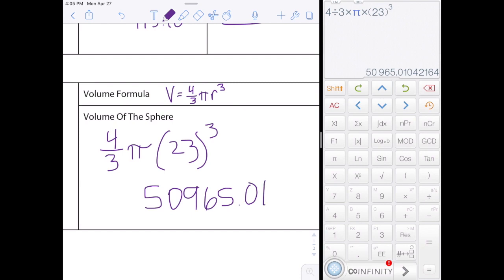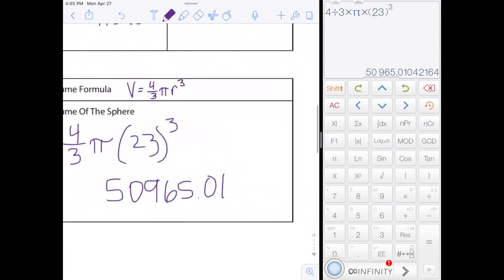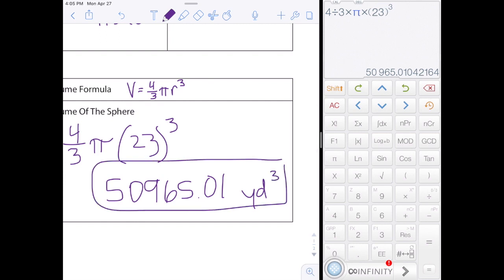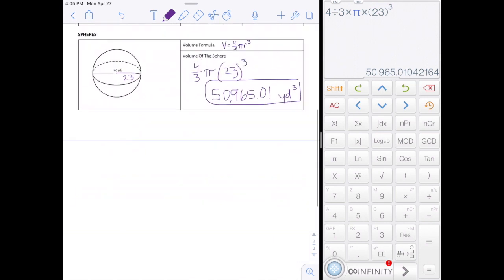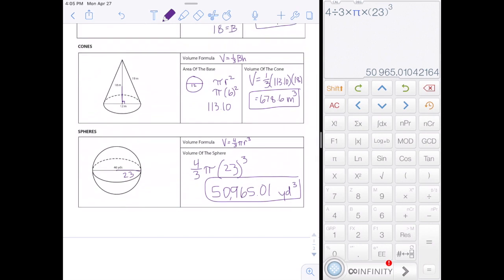Don't freak out. So we've got yards cubed, and we're done. It's a big volume. You can fit a lot of stuff in that sphere. It's a really big sphere. Okay, so hopefully this was helpful and you guys feel confident about this.